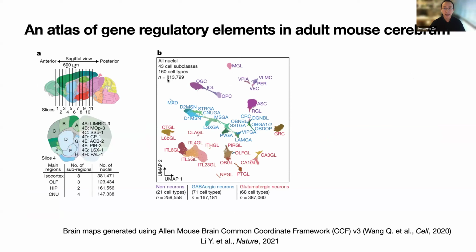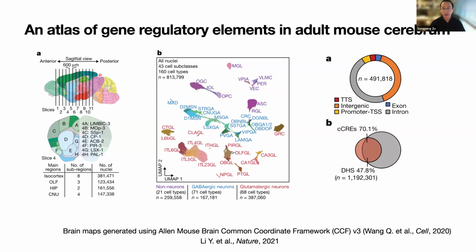And we had about 800,000 cells at that time, and we identified about 160 cell types. You can see the GABAergic neural cells, glutamatergic neural cells, and non-neural cells. And we identified nearly 500,000 cis-regulatory elements at that time.